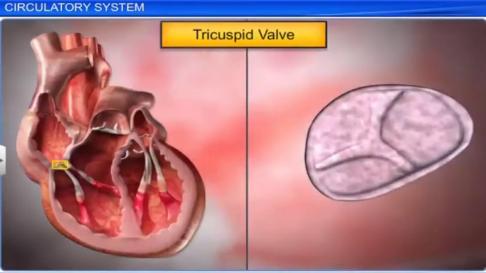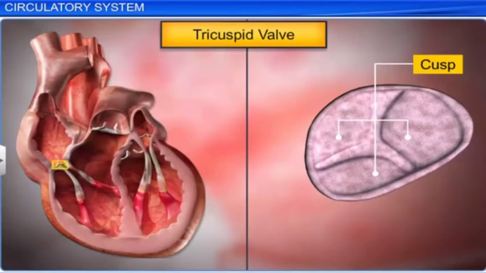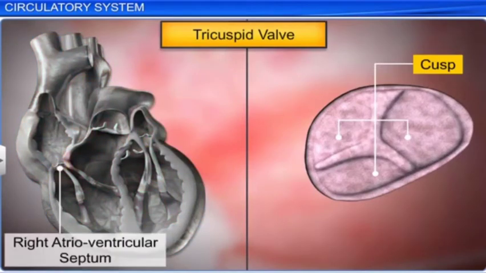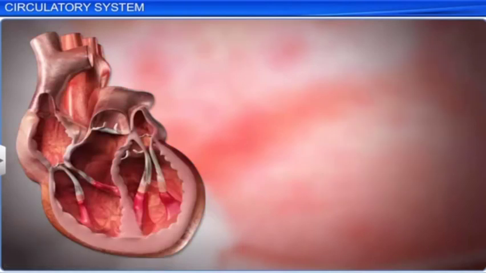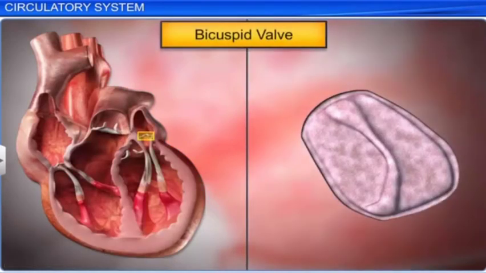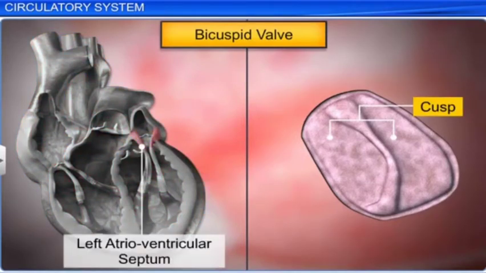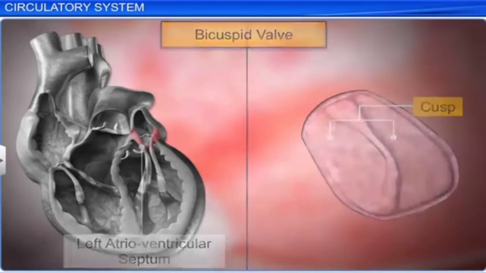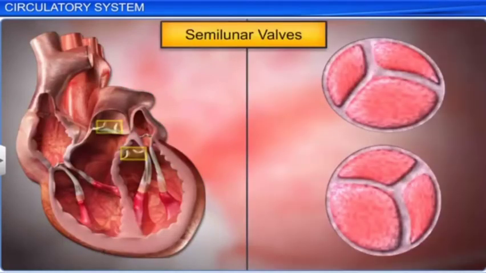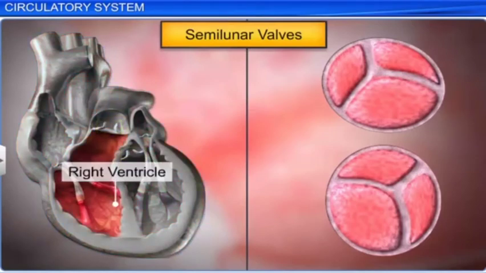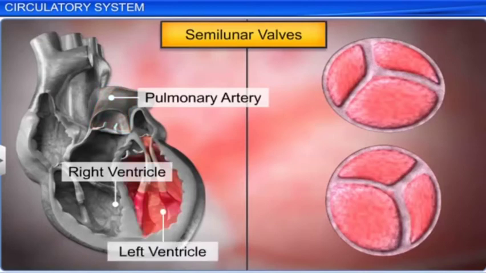The tricuspid valve is made up of three muscular cusps or flaps which guard the opening to the right atrioventricular septum. The bicuspid or mitral valve has two muscular cusps or flaps which guard the opening to the left atrioventricular septum. The semilunar valves guard the opening between the right ventricle and pulmonary artery and between the left ventricle and aorta.